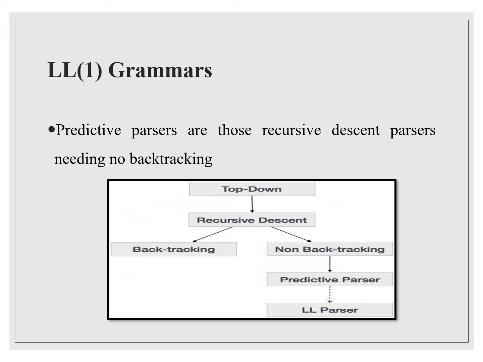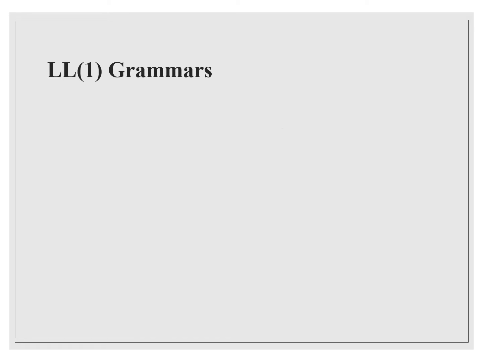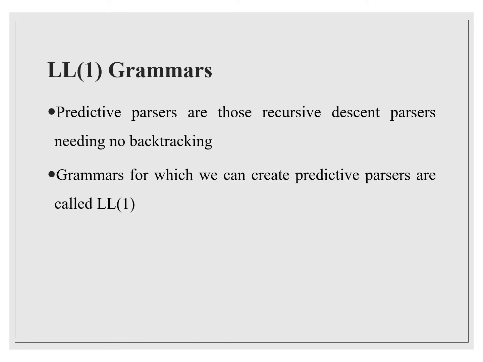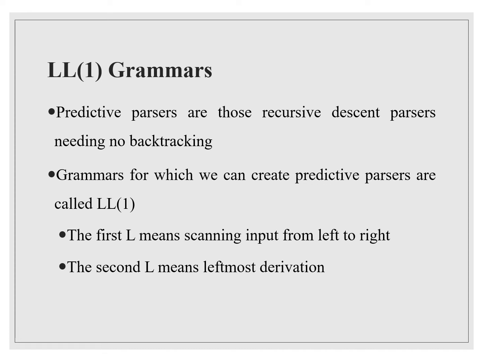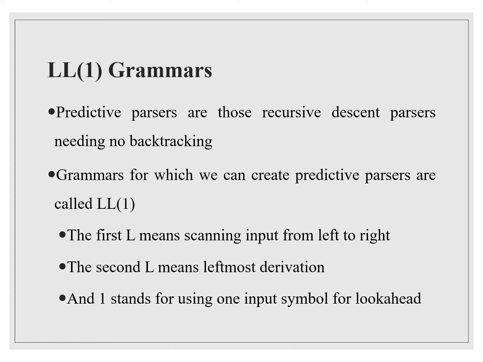Now, what is an LL parser? The predictive parser has a classification called LL1. So what is an LL1 parser? Grammars for which we can create a predictive parser are called LL1 grammars. The first L means scanning the input from left to right. The second L means leftmost derivation. And 1 stands for using one input symbol for lookahead.